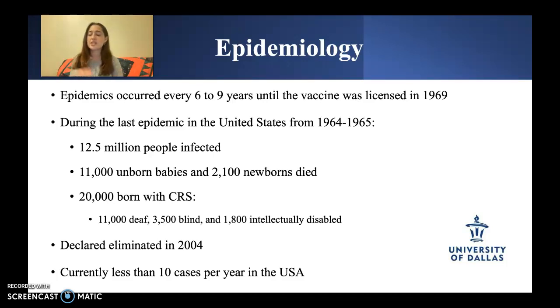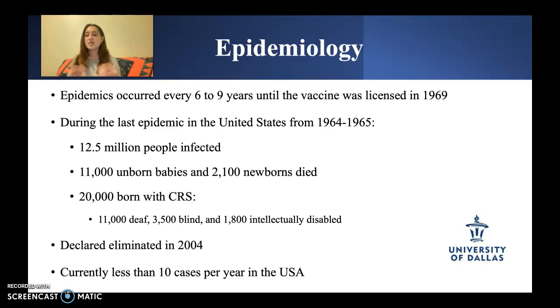Now I have included a couple statistics just so you can see how common it really used to be and how it affected people. So the last epidemic was from 1964 to 1965, and this is how it affected people. So a total of 12.5 million people got infected, 11,000 babies died in the womb, and 2,100 newborns died. And a total of 20,000 babies were born with CRS, meaning congenital Rubella syndrome. And out of all these babies, 11,000 were born deaf, 3,500 were born blind, and 1,800 were intellectually disabled.